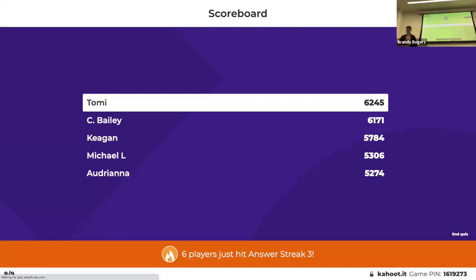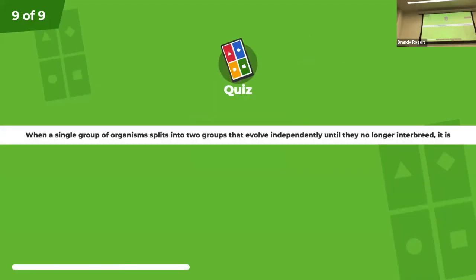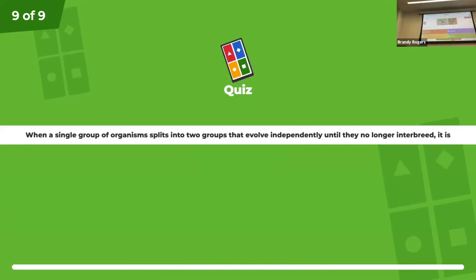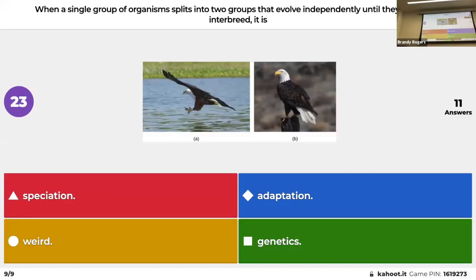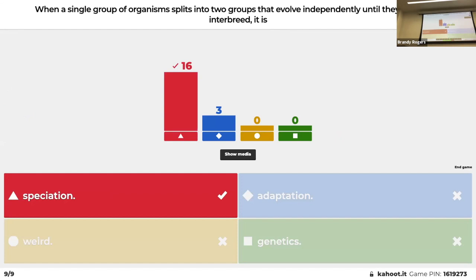All right. I think this is the last one. When a single group of organisms splits into two groups that evolve independently until they no longer interbreed, that is speciation, adaptation, weird, or genetics. You probably have to pick the best answer on this one, right? Because maybe more than one you can make a case. Just looking for speciation. So we went from softballs to hard questions and then back down again.